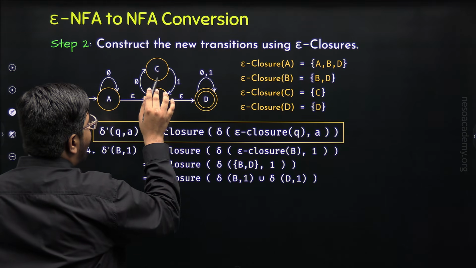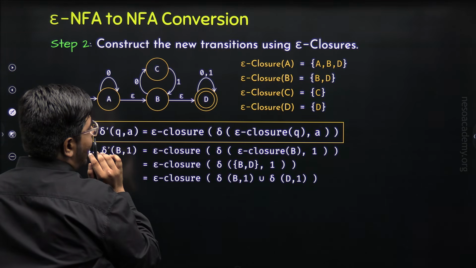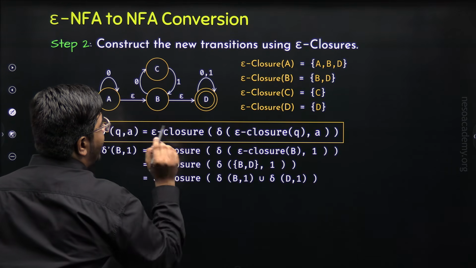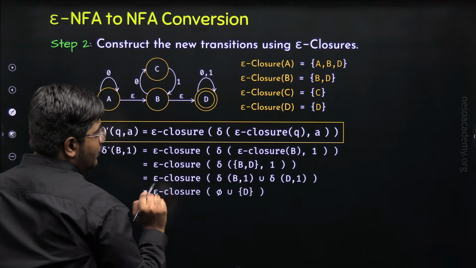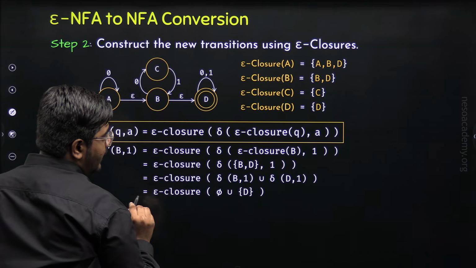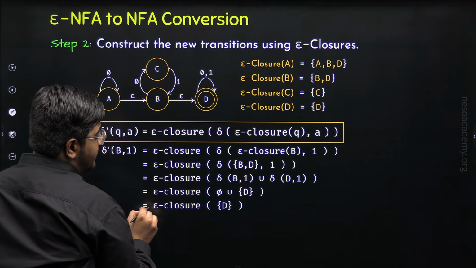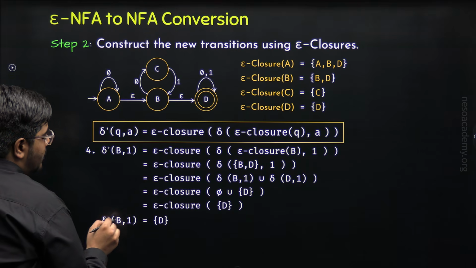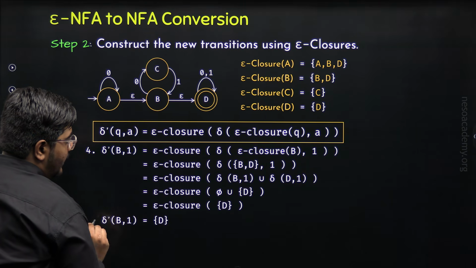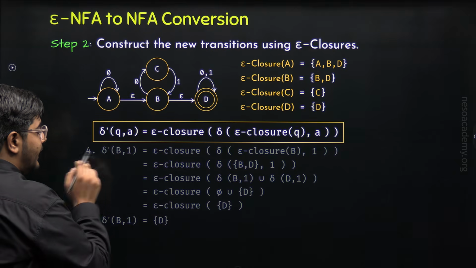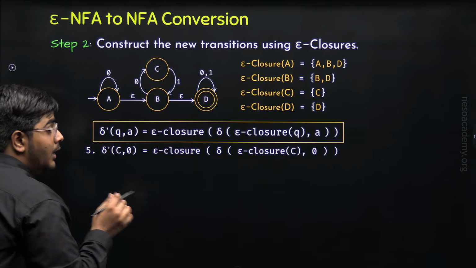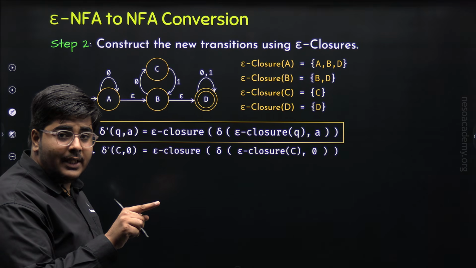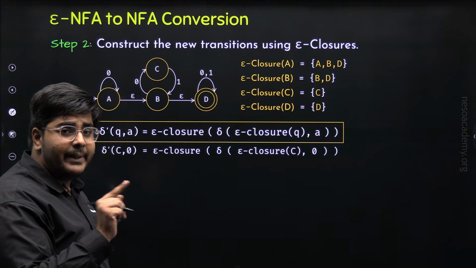Again, delta of B, 1 union delta of D, 1. Delta of B, 1, we don't have any transition for that. And delta of D, 1, yes, delta of D, 1 will be equal to D itself. So we will get phi union D. And finally we will get D. Epsilon closure of D is equal to D. That is why delta dash B comma 1 is equal to D. Now let's calculate delta dash of C comma 0, because we have already calculated delta dash A comma 0, A comma 1, delta dash B comma 0, B comma 1.